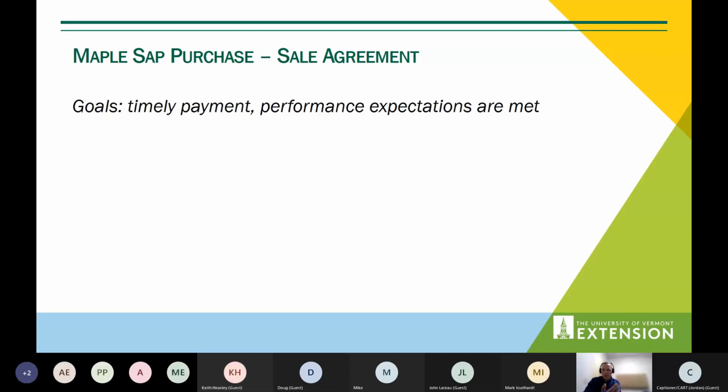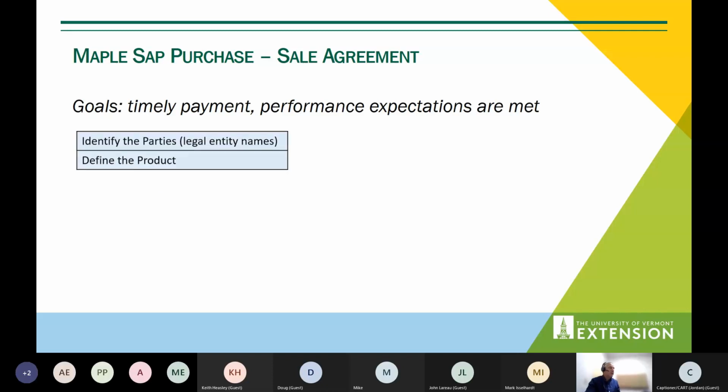So what are we looking for? General goals here. Let's start general. Well, if I'm a sap seller, I'm looking for timely payment, whichever time we agree to, but timely payment. And if I'm a sap buyer, what am I looking for? I'm going to be looking for performance expectations to be met. And in a minute here, we'll dive more into those performance expectations. But in general, people want to get what they're supposed to get out of the agreement when they want it.